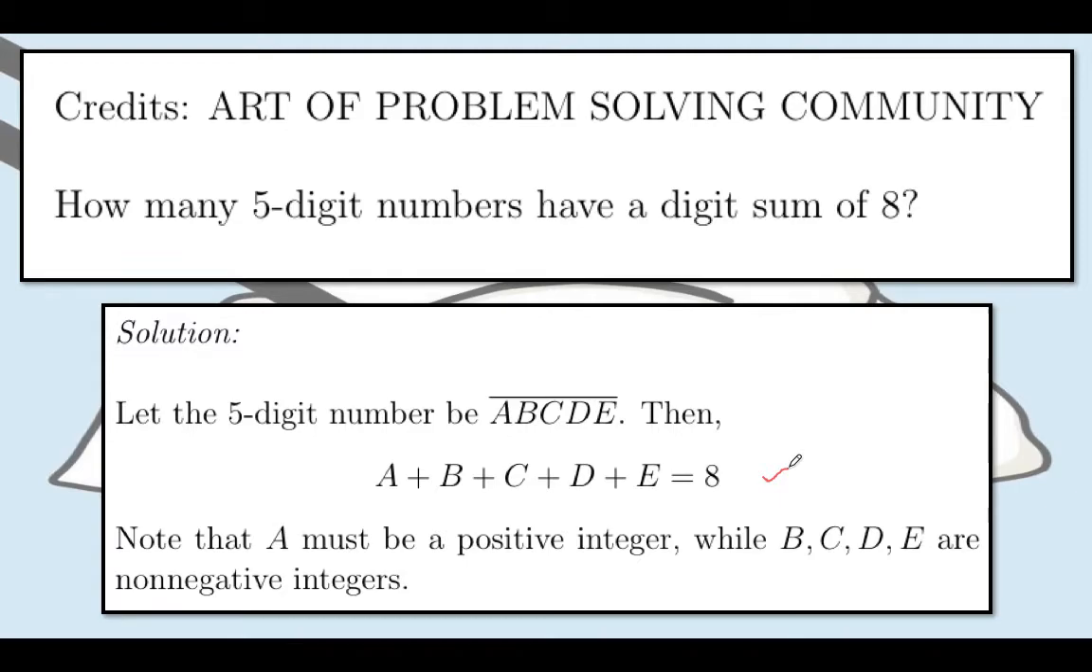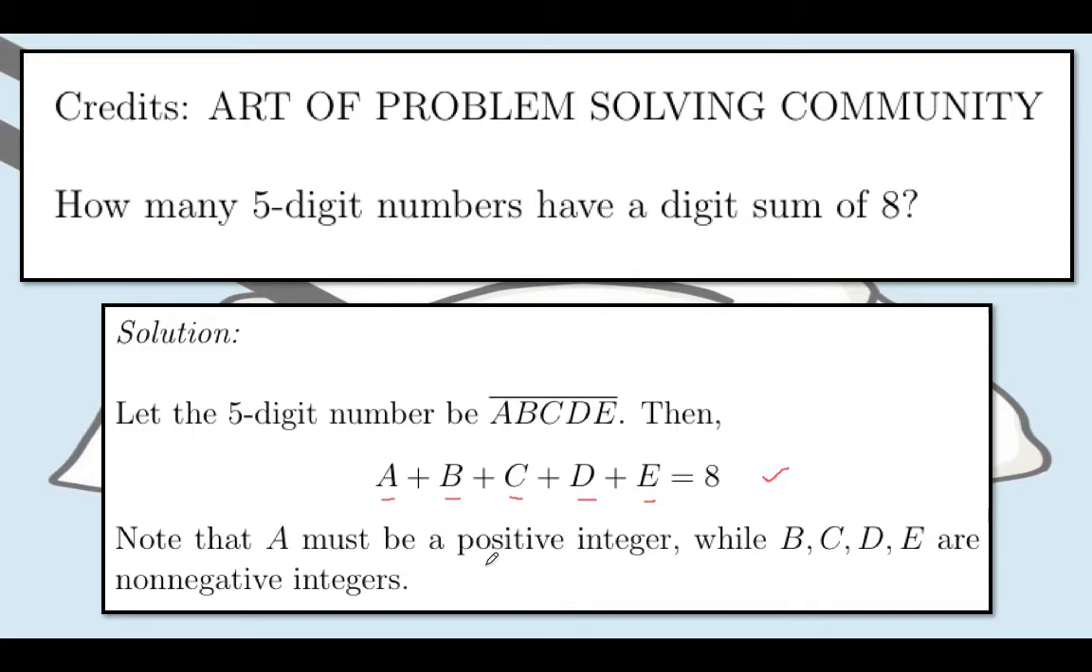Now, the main concept to be used here is the concept of balls and urns, or stars and bars. But to satisfy the condition for balls and urns or stars and bars, A, B, C, D, and E should be non-negative integers. But here we have A to be a positive integer, so we must deal with that first.